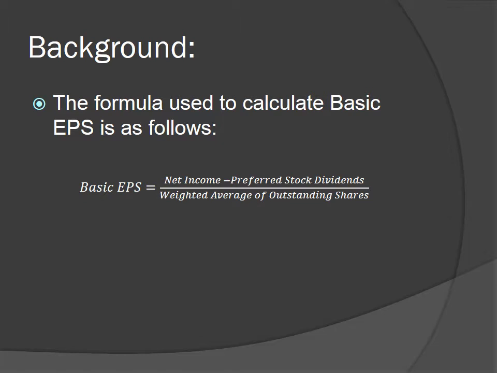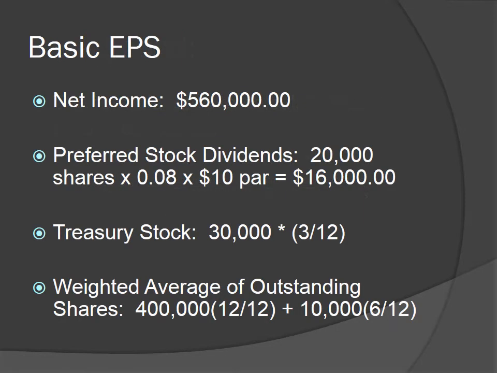Basic EPS equation. By looking at the components that make up the formula for basic EPS, we analyze the problem and collect the items we need to make the calculation. Net income is stated in the problem as $560,000.